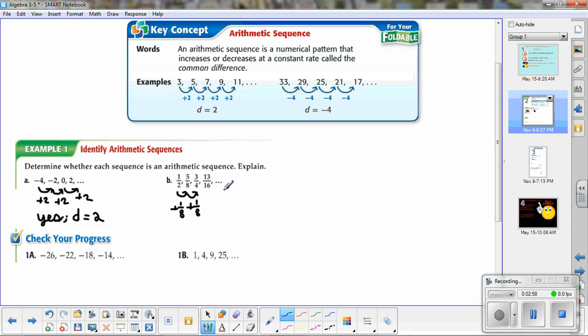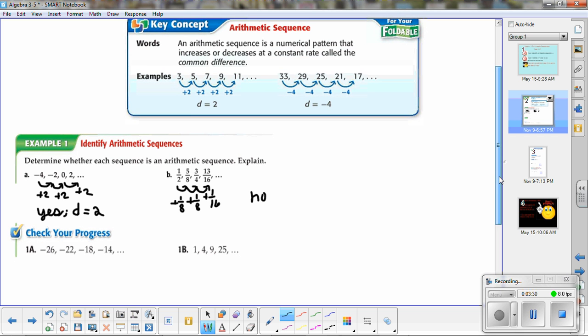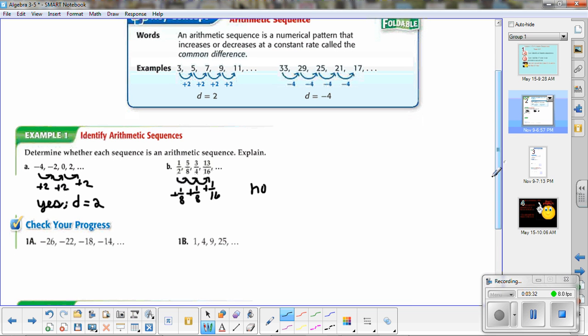Now from 3/4 to 13/16. 3/4 is the same thing as 12/16. So 12/16 to 13/16, it's increasing by 1/16. So this one right here is not an arithmetic sequence. It's not an arithmetic sequence because it doesn't have a common difference. It isn't increasing or decreasing by the same amount. You may want to pause the video and try the next two on your own.